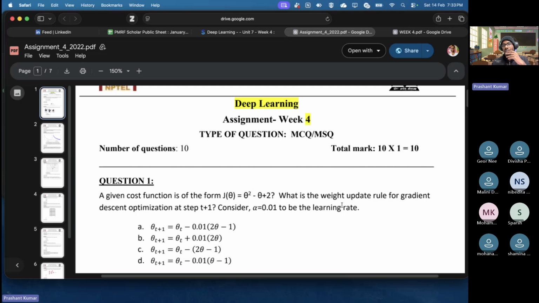A given cost function is of the form J of theta, where J of theta is theta squared minus theta plus 2. What is the weight update rule for gradient descent optimization at t plus 1? Consider alpha equal to 0.01. Basically, you are taking the gradient with respect to theta, that is 2 theta minus 1, multiplied by alpha, that is 0.01. So A is the correct answer, right?